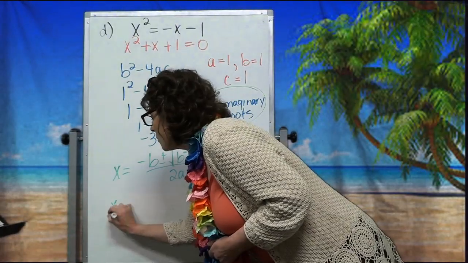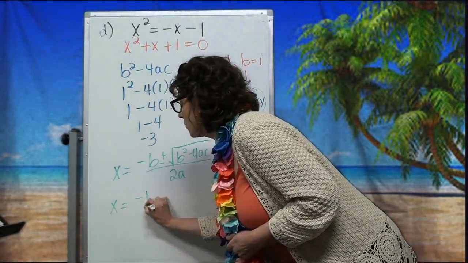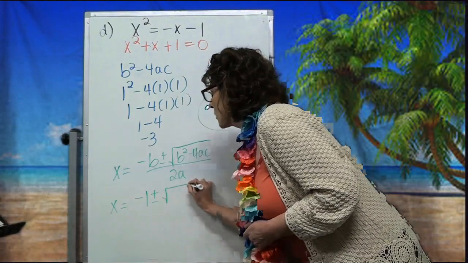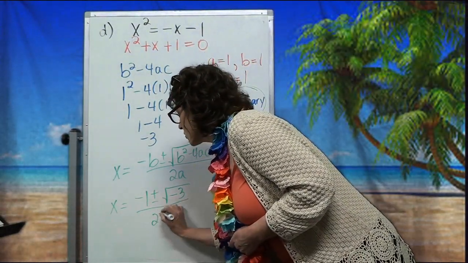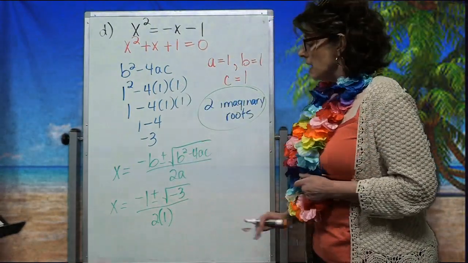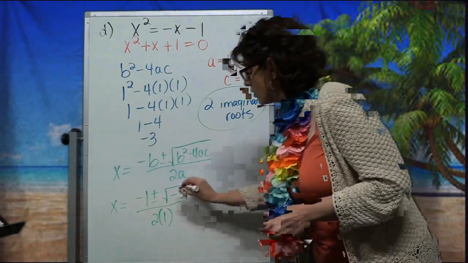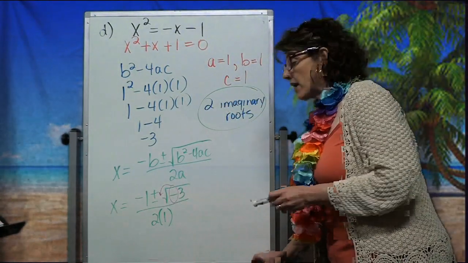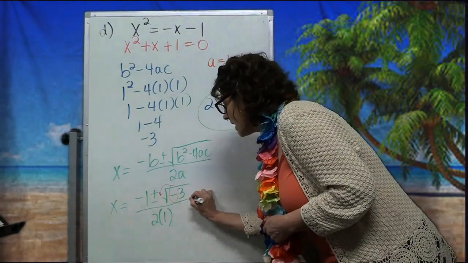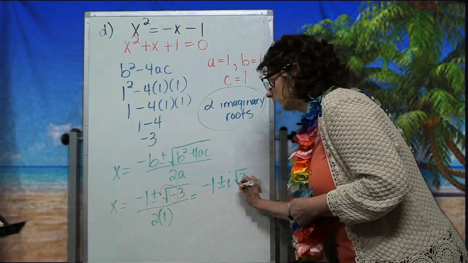So everything is a 1, but I want the opposite of that 1, so I want a negative 1. Plus or minus square root, we already figured this out to be a negative 3, all over 2 times 1. Now remember, when there's a negative underneath the radical, that indicates that I've got to drag that i out of there and then simplify the radical that's left. So when I drag that i out, I get a negative 1 plus or minus i square root of 3.